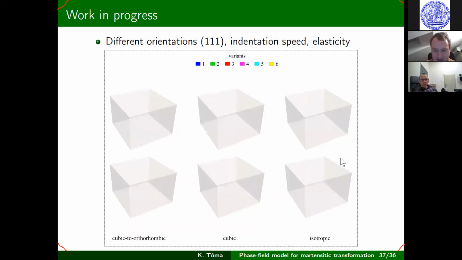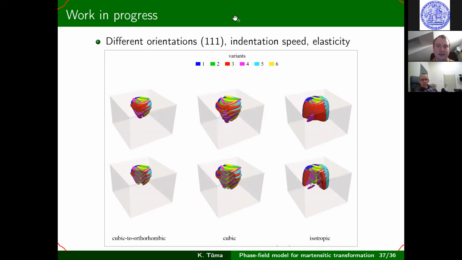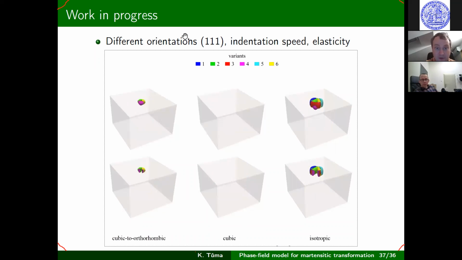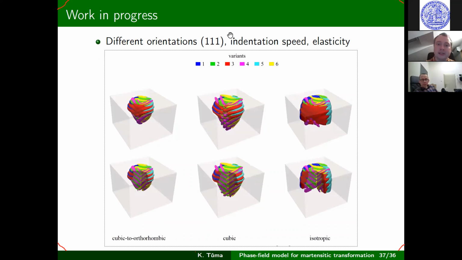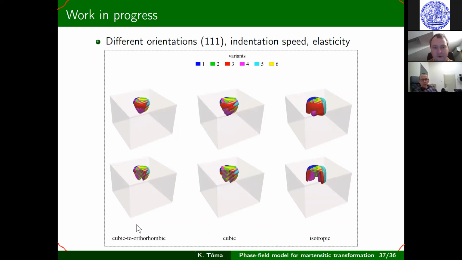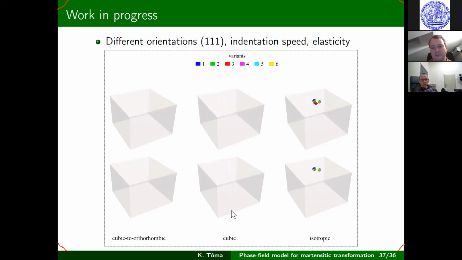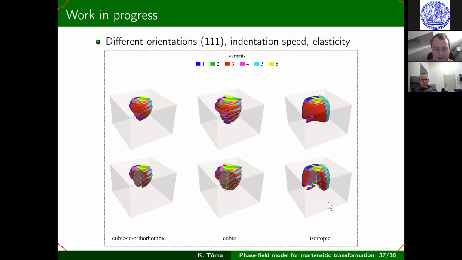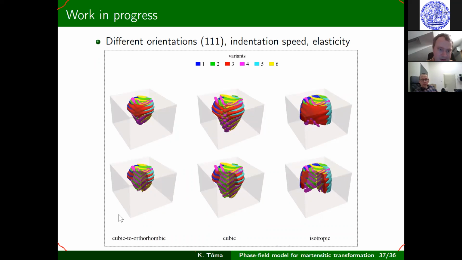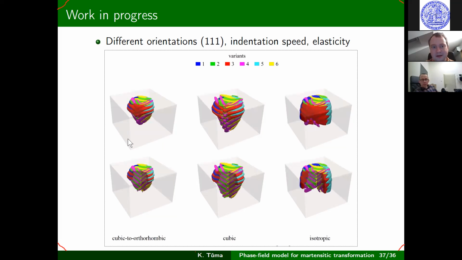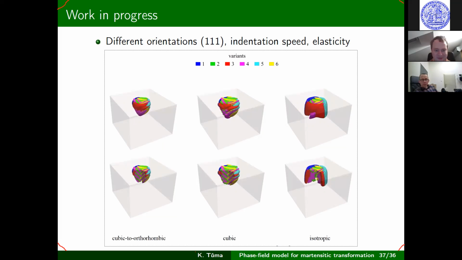And so here I can show you some movies. This is copper, aluminum, nickel. Different orientation. The previous was 0, 1, 1. This is 1, 1, 1. And this is a comparison of different elasticity. This is anisotropic. This is different anisotropic elasticity. This is isotropic. So the physical one is this one. Again, you can see very nice microstructure, maybe even nicer than in case of the orientation 0, 1, 1. So thank you. That is all.